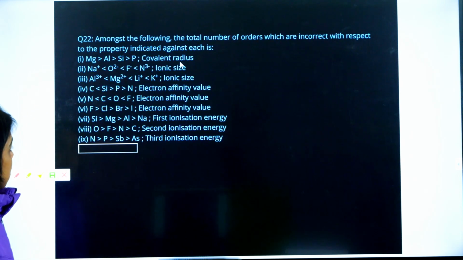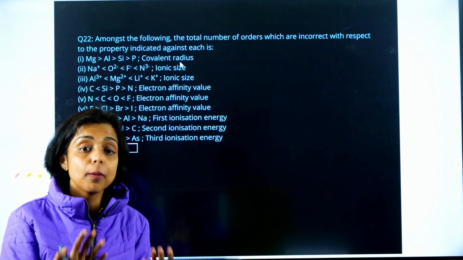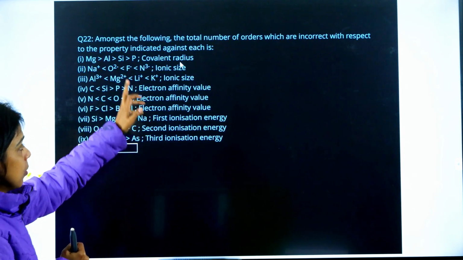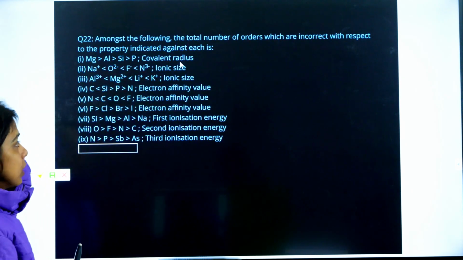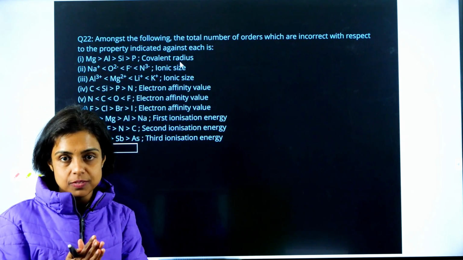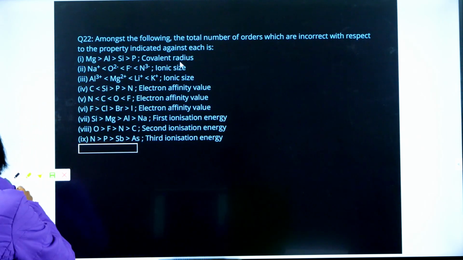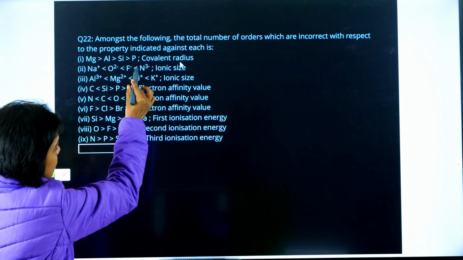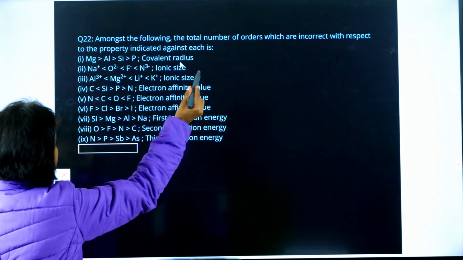Next, isoelectronic species. So for isoelectronic species, more is the atomic number, smaller is the size. So the size should be maximum for nitrogen, N3 negative, then O2 negative, then F negative, and then sodium. Because for isoelectronic species, more atomic number means smaller size, right? So this I can say is wrong, because oxide should be having bigger radius than fluoride. So this is wrong, guys.